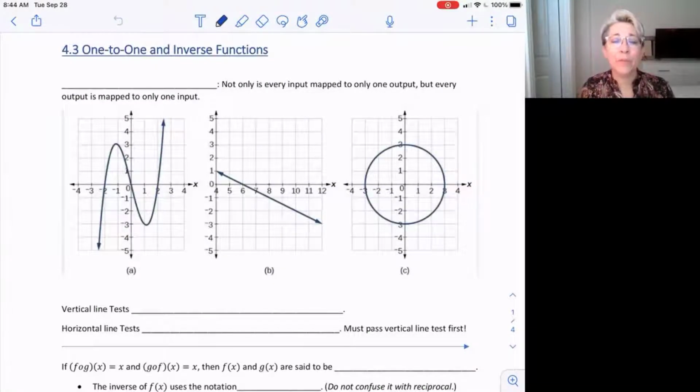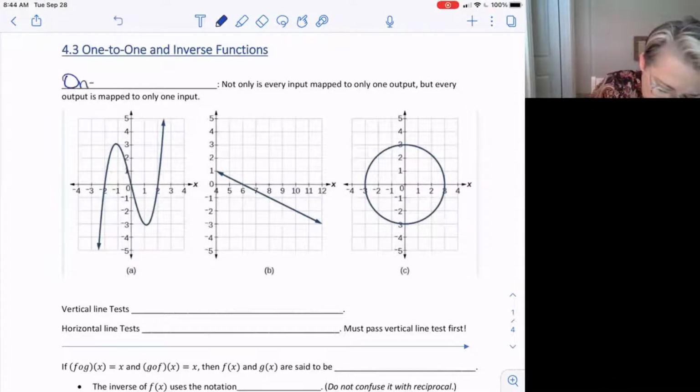Hi team, we are ready for 4.3, one-to-one and inverse functions. Well, let's first define what a one-to-one function is.